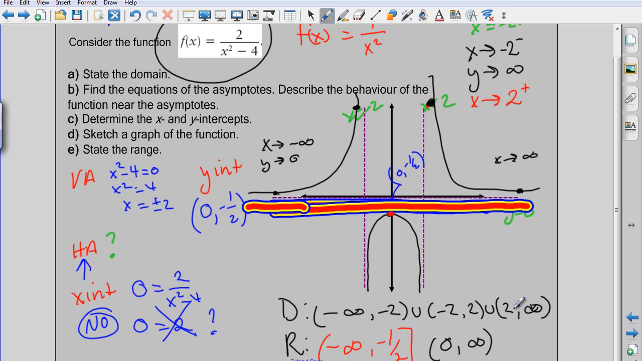And so domain is fairly straightforward. It might be multiple intervals. Range, in these reciprocal of quadratics, you're going to need to find that vertex. This one was nice because it was symmetrical about the x-axis and it turned out to be the y-intercept, but it is not always that. And you do have to be careful.